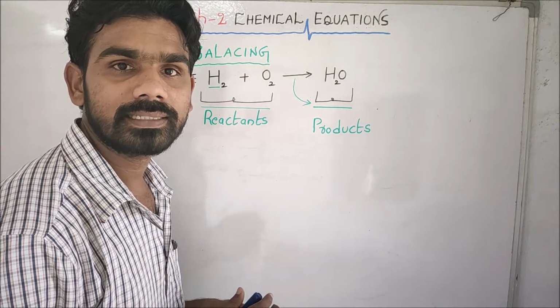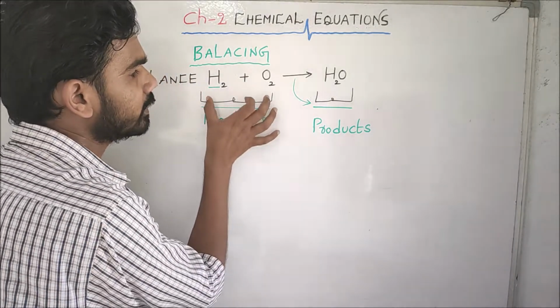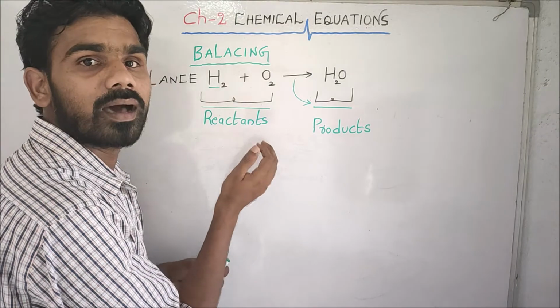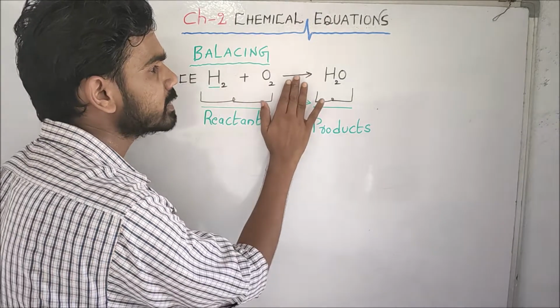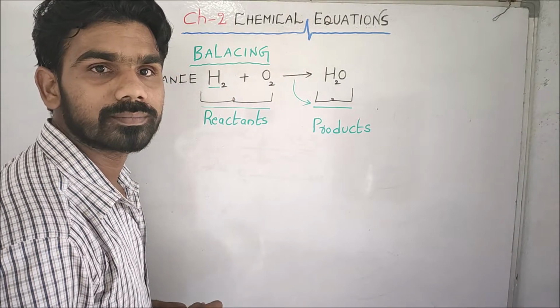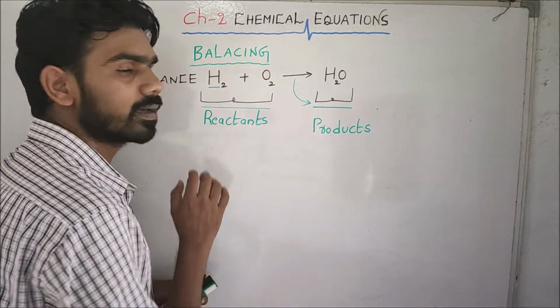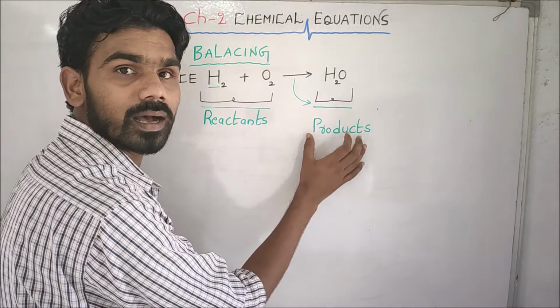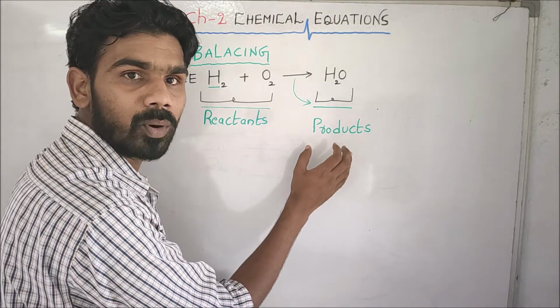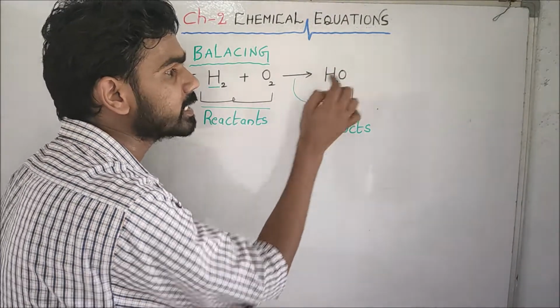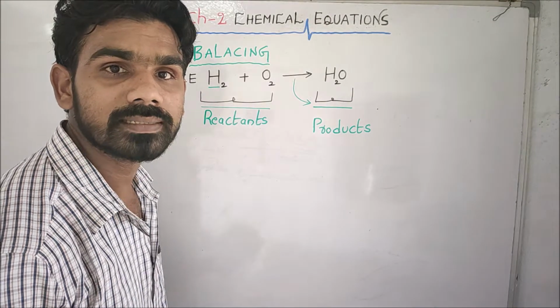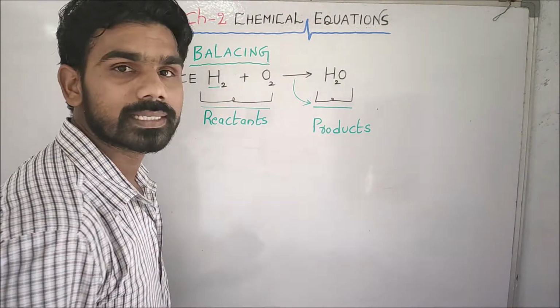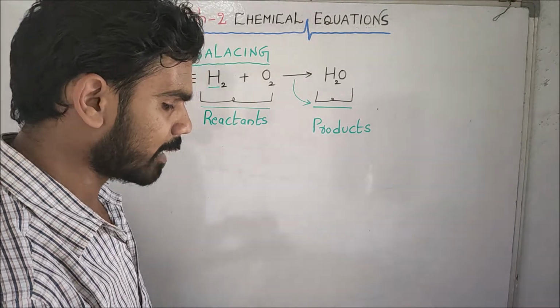What are reactants? The elements or compounds which are present on the left side of the arrow are called reactants. The elements or compounds which are present on the right side of the arrow are called products. So we'll see one more example.